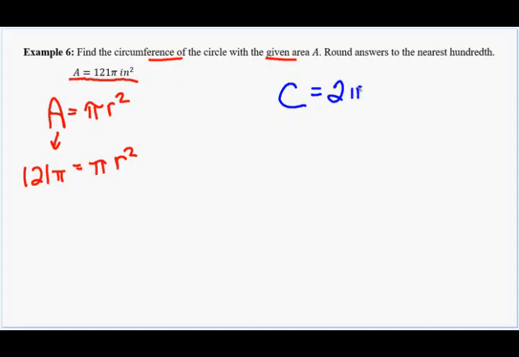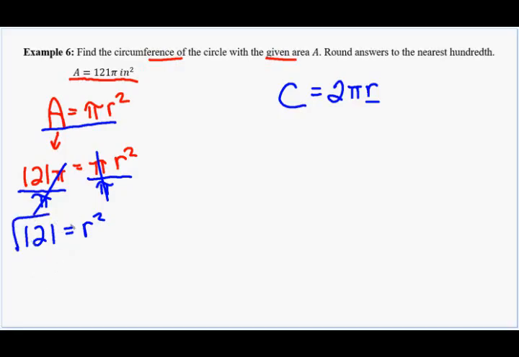Circumference is 2 times pi times r. So we're using this formula to solve for r. That r is going to go in here and give us our circumference. So let's go back over here. To get r squared alone, we're going to divide by pi. So these pi's just cancel. And we have 121 is equal to r squared. Well, 11 squared is 121. So if I square root both sides here, I'm going to have r is equal to 11 inches.